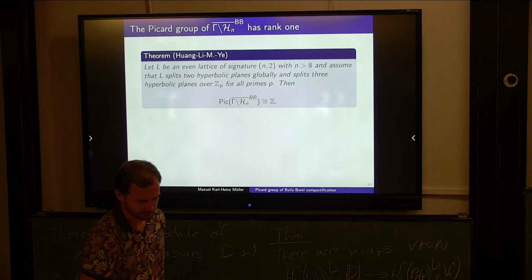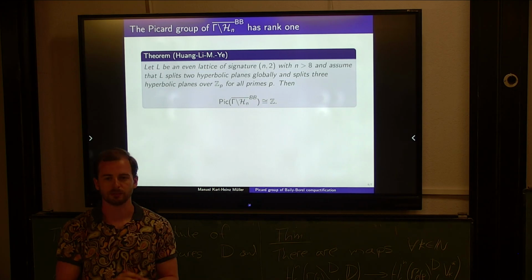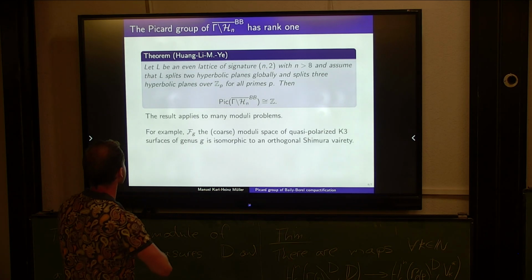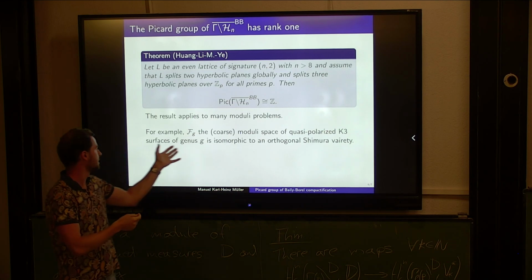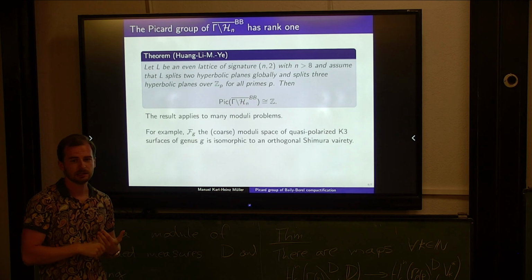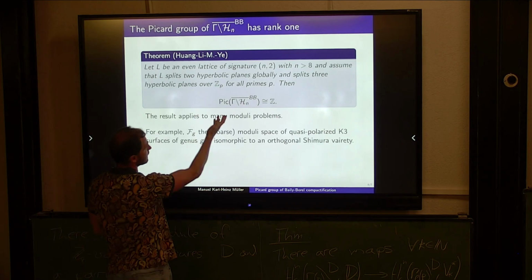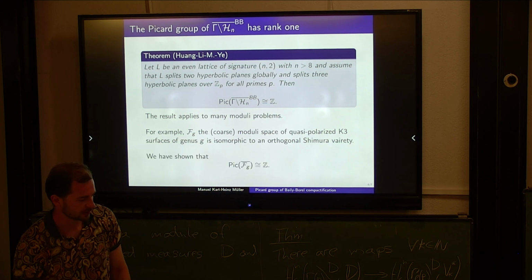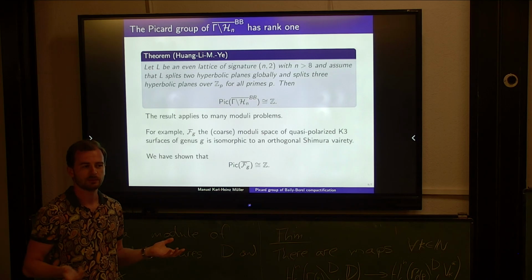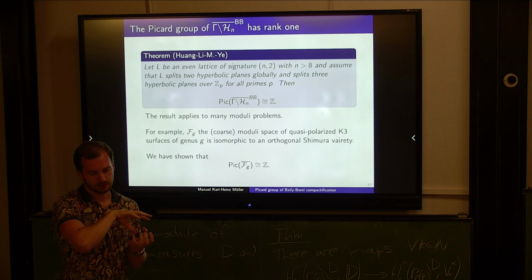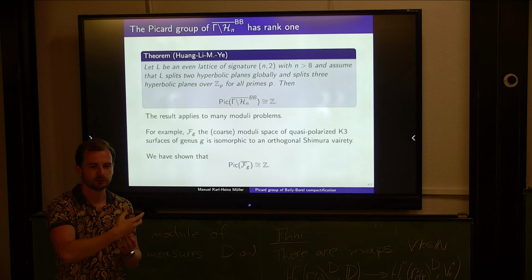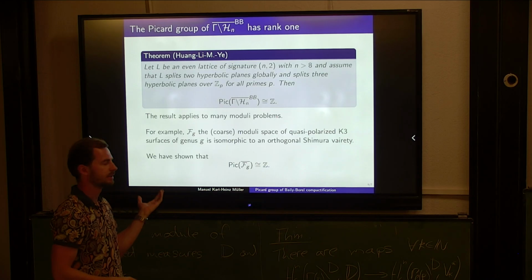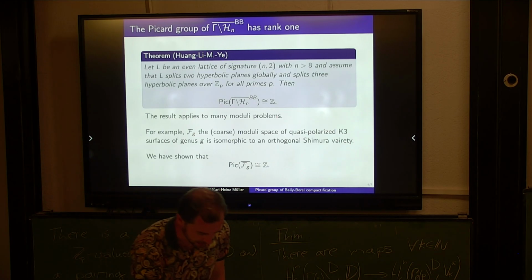I mean, okay, maybe you find it interesting on its own, but in particular, there are many moduli problems where these orthogonal Shimura varieties appear. So for example, the moduli space of quasi-polarized K3 surfaces of genus g is an orthogonal Shimura variety like this that satisfies these conditions, and so we have shown that the Picard group of its Baily-Borel compactification is Z. And there are also some other moduli problems where the Baily-Borel compactification has a modular interpretation, so it's not just the compactification of the moduli space, it's really the moduli space itself that is described like this. And that is all that I wanted to say.